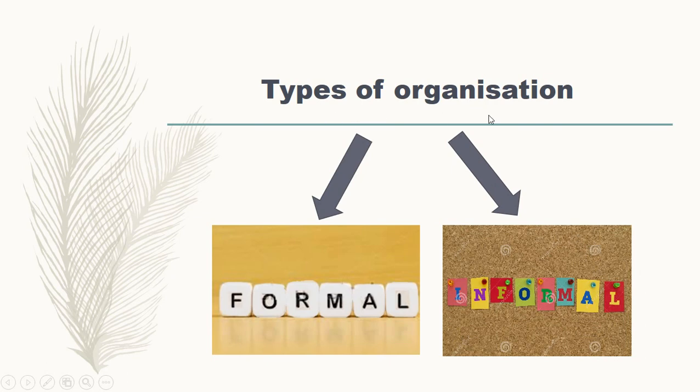Basically, there are two types of organization. First one, that is formal, and the next one, that is informal. I'll be explaining both the types of organization in detail one by one. Moving to the first one, that is formal organization. A formal organization is deliberately designed to achieve some particular objectives.